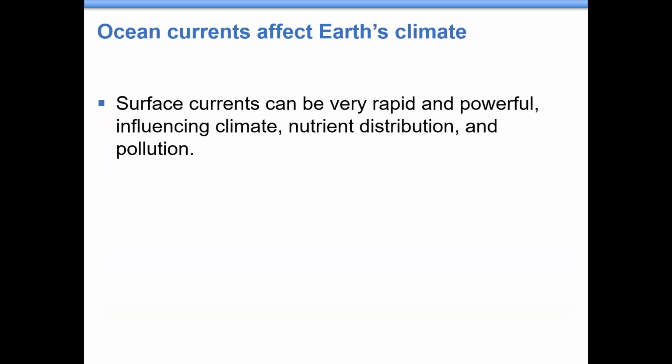And these currents can be very rapid, very powerful, and have big influences on the climate in different areas of the world. These currents can also carry things like nutrients, which can be positive or negative for different areas of the ocean. They can carry other types of pollution like plastic, which we'll get into a little bit later in our lecture today.